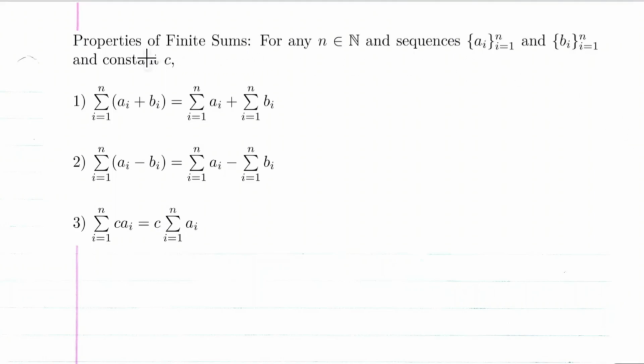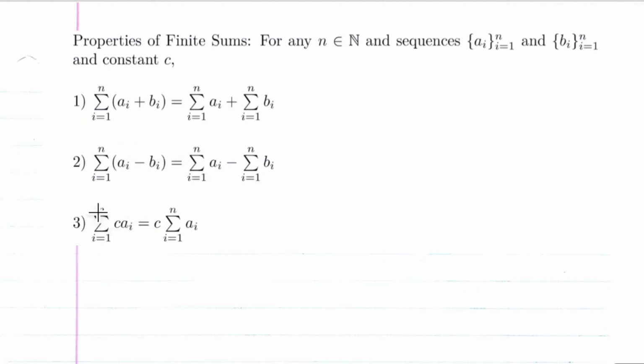Okay, so we're going to prove some properties of finite sums. For any n in the natural numbers, sequences a sub i from 1 to n and b sub i from 1 to n, and a constant c, we know the sum of these two sequences is equal to the sum of this sequence plus the sum of that sequence. Same thing with the difference.